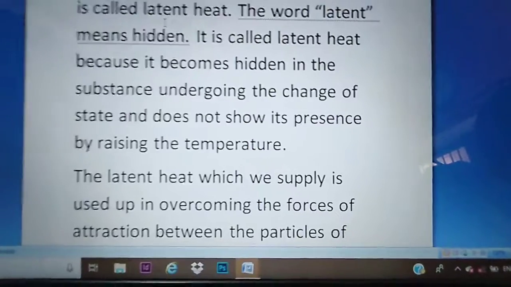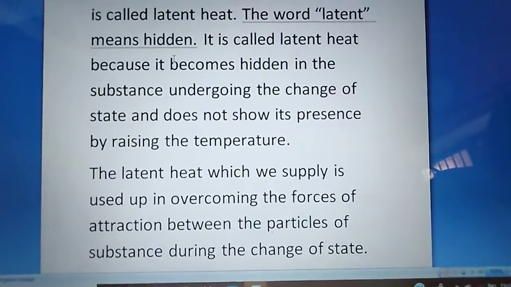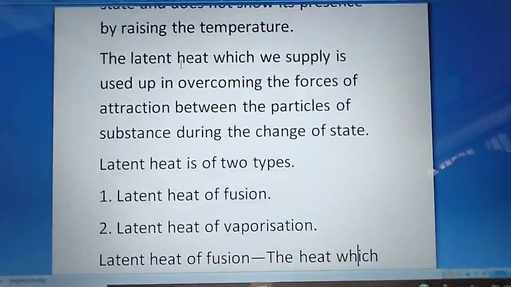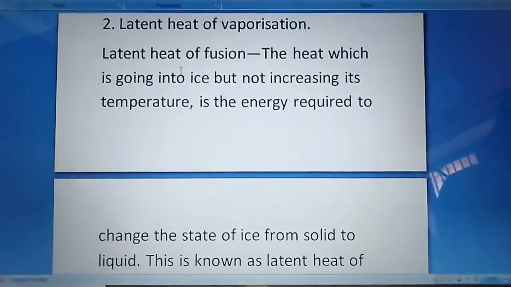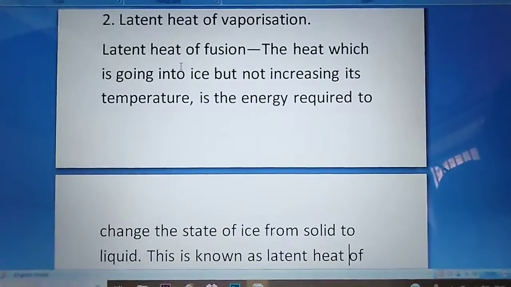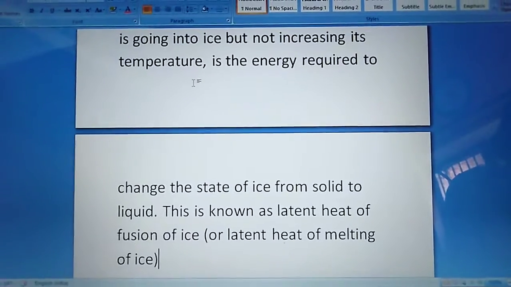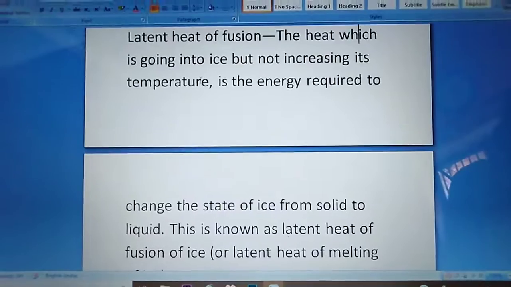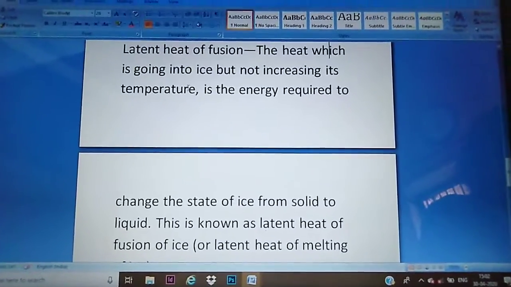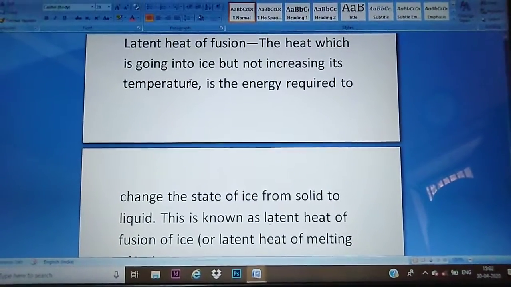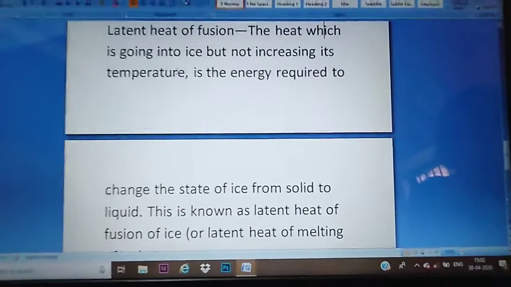So first, what is latent heat of fusion or melting? Suppose you take some ice in a beaker and allow it to heat, then what will we see? That it is going to be converted into liquid. But if we add a thermometer and measure the temperature, we will see that previously the temperature is 0 degree centigrade, and after the heat is supplied, again the temperature is 0 degree centigrade. That means there is no change in the temperature even if we supplied the heat.